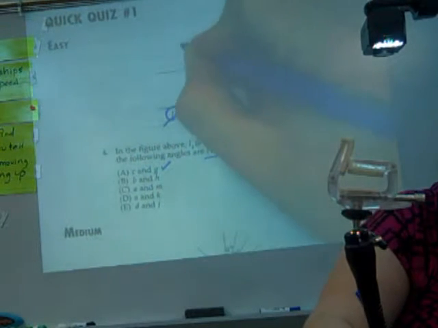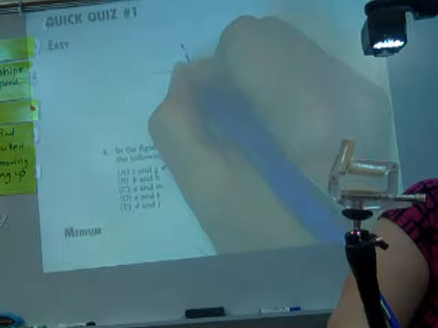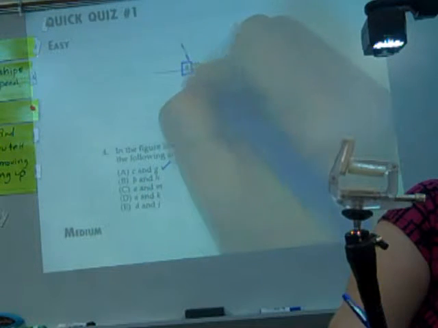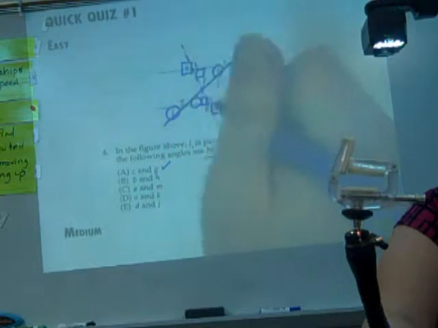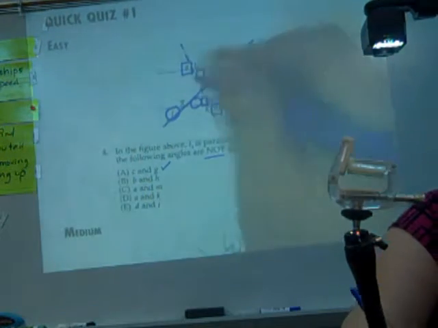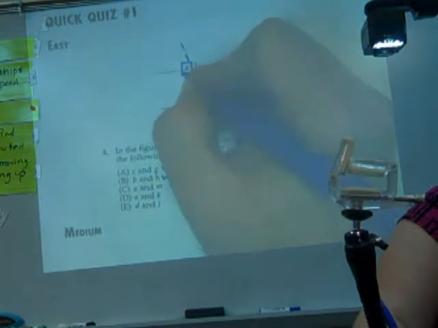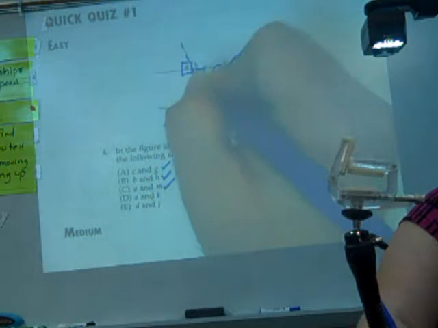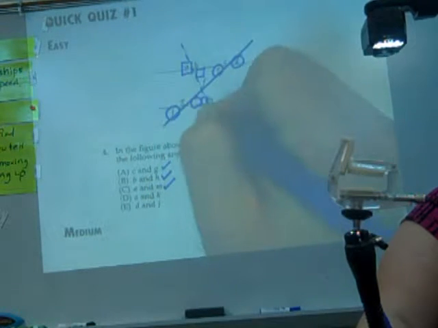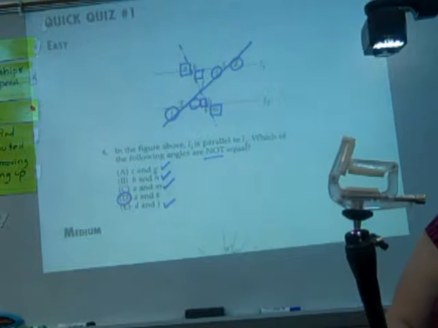Okay, on this other transversal, A, this one that's not named, this one that's not named, and M are all equal. And then all the ones that aren't boxed are also equal. So B and H are not boxed. They're equal. A and M are both boxed. Those are equal. A and K, one of them is boxed and one of them is not. Those are not equal. D and J are both circled, so those are equal. So the only ones that aren't equal are A and K.